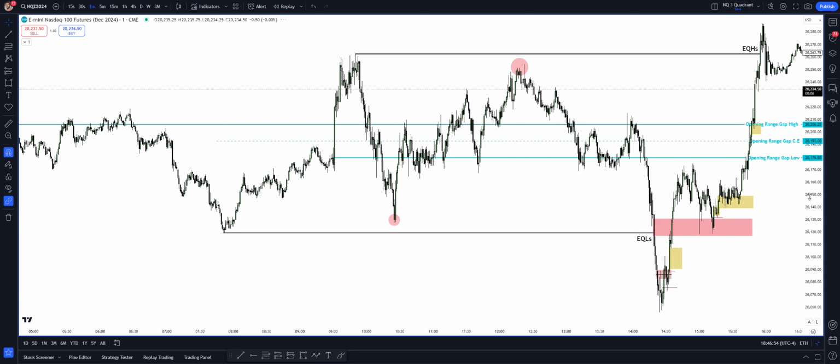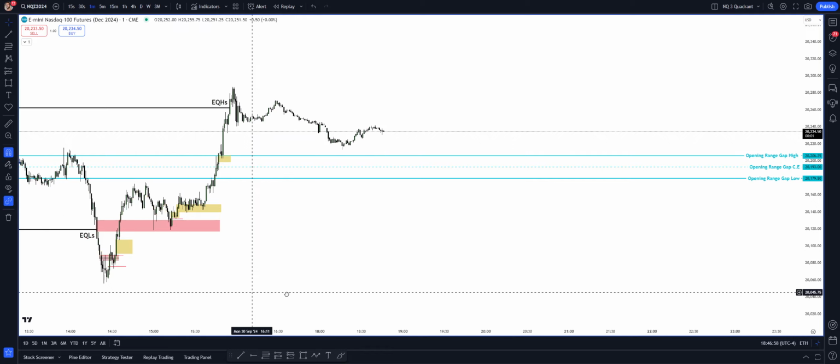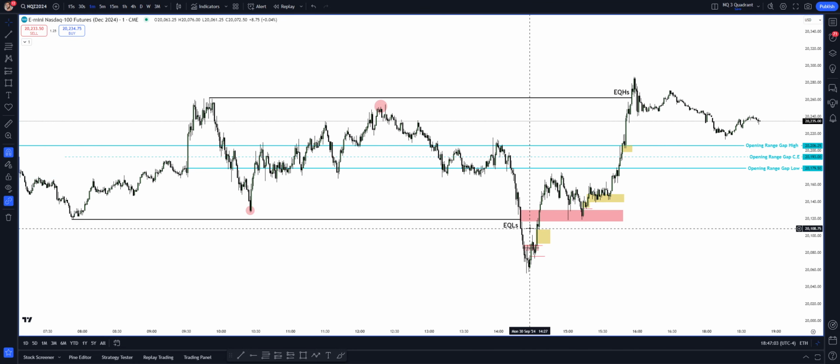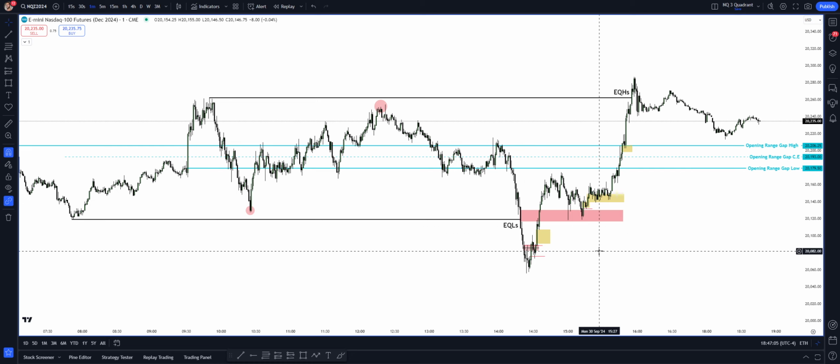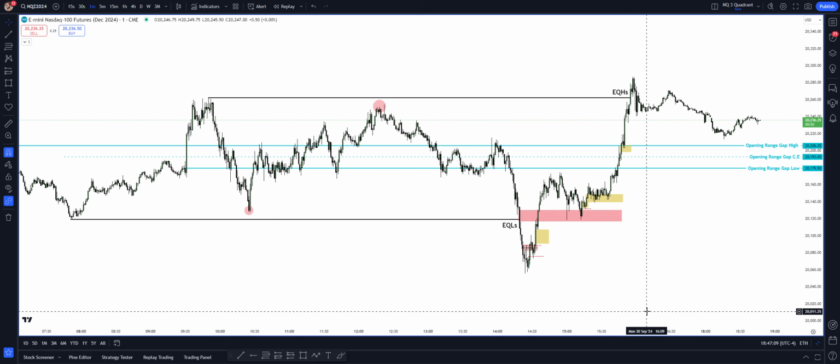So yeah, that was it. For tomorrow, we'll see what happens. I'm not looking at it right now. Not too concerned about it for now. But if you have any questions about this kind of PA, equal highs, equal lows, and that kind of setup, feel free to ask me.